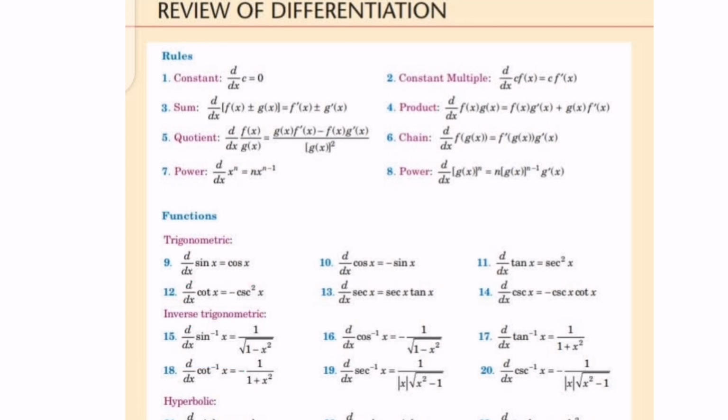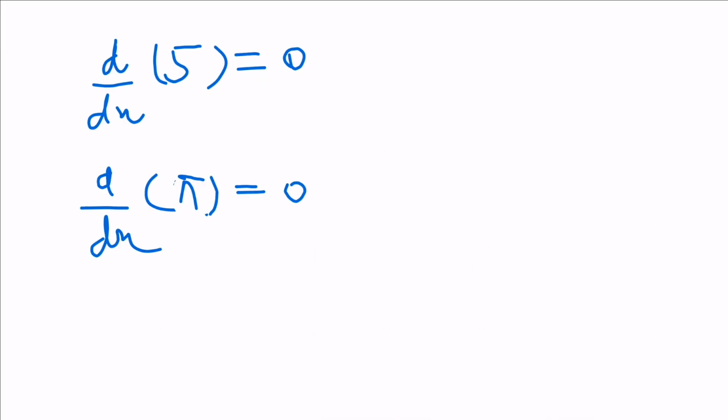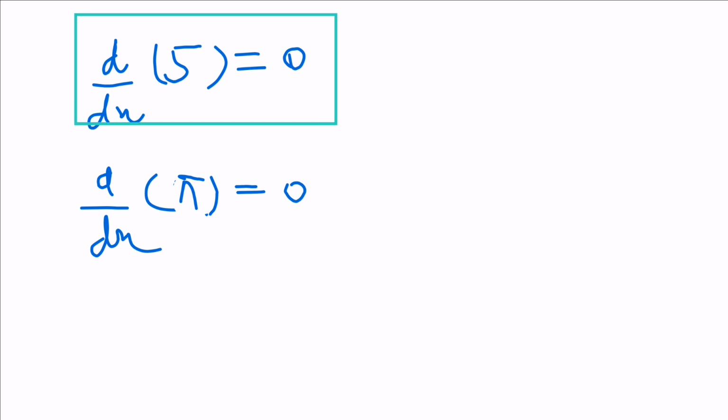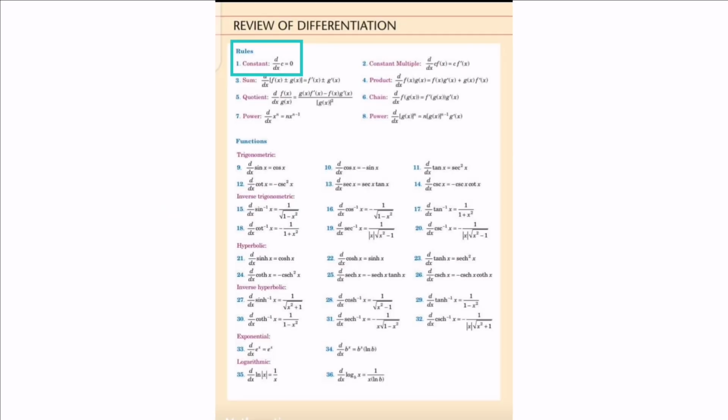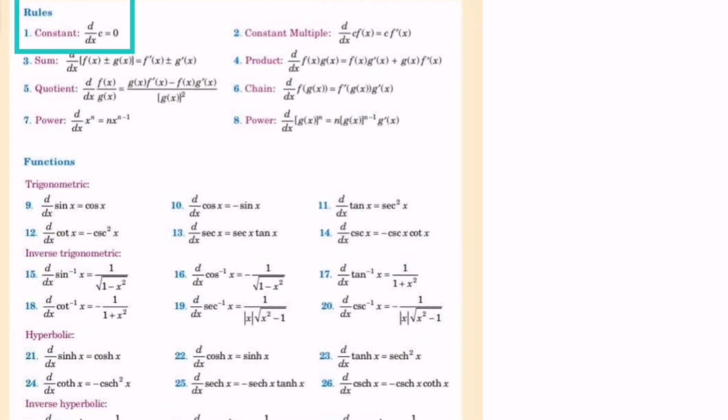rules of differentiations. So, in rules, first one is constant rule. It means the derivative of a constant must be zero. Example for this is derivative of 5 is equal to 0, because 5 is constant.